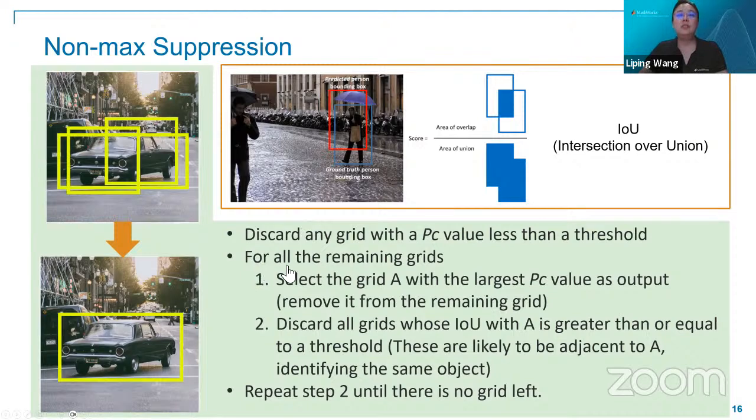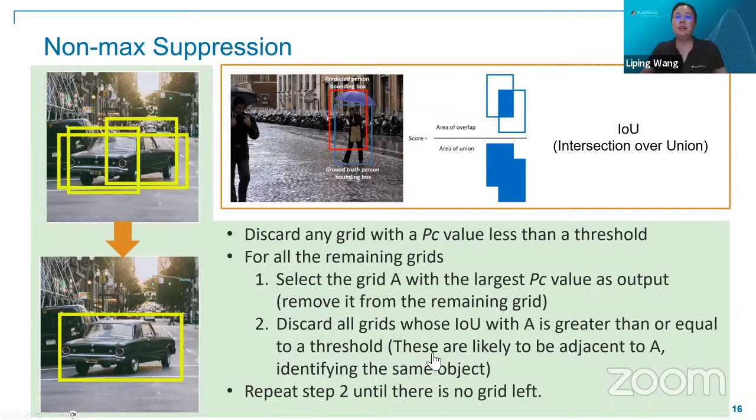And then for all the remaining bounding boxes, we first select the one with the highest class probability as the output. Then we remove it from the remaining ones, and discard all the boxes whose IOU with the one we selected is greater than or equal to a threshold. Also, this threshold could be tunable too.